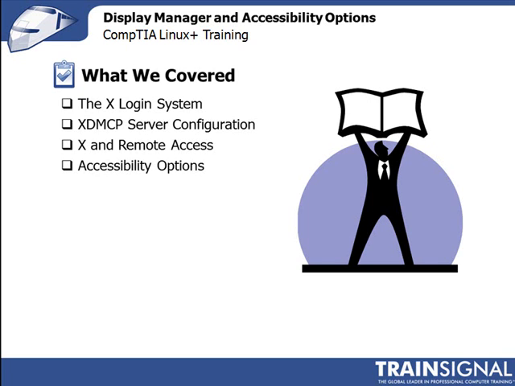In this lesson, we covered the X login system, which displays the system login screen. We reviewed the three types of XDMCP servers: XDM, GDM, and KDM. Then we talked about XDMCP server configuration. Next, we moved on to cover how the client-server model is used to facilitate remote access. We concluded this lesson with a look at accessibility options available for users with physical disabilities.